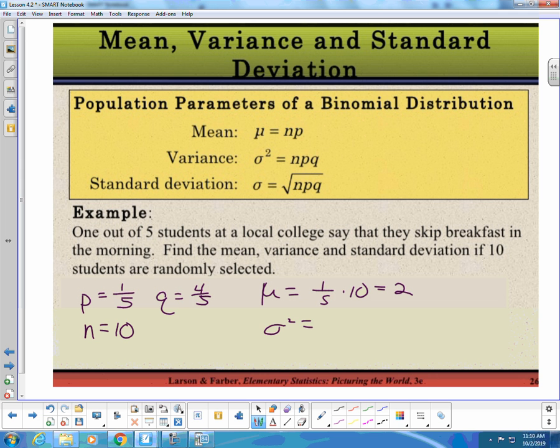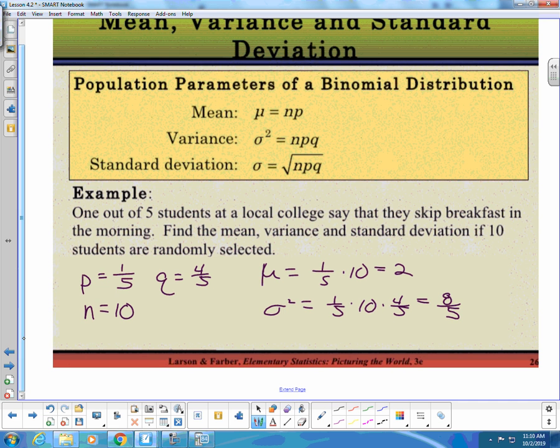So our variance is 1/5 times 10 times 4/5. So that's going to be 8 over 5, or 1 point something or other, 1.6. And then our standard deviation is the square root of 1.6. Which is 1.26. So mean, standard deviation, and variance are very easy to find with binomials. Okay? We good?